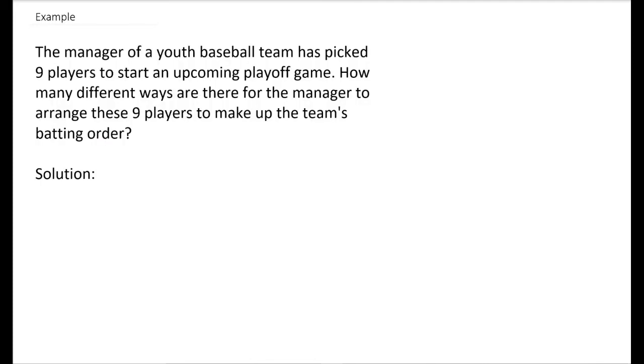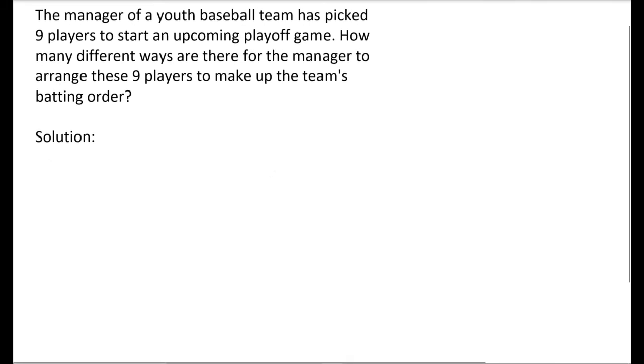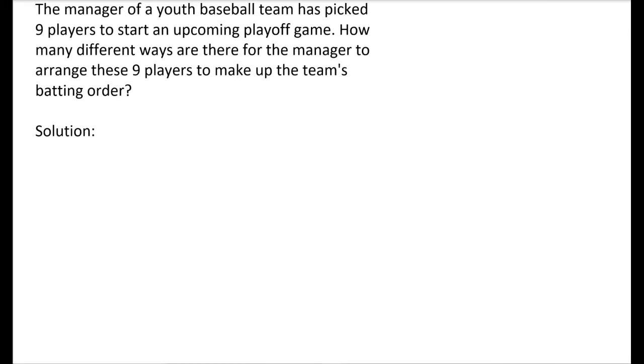All right, so the manager of a youth baseball team has picked 9 players to start an upcoming playoff game. How many different ways are there for the manager to arrange these 9 players to make up the team's batting order? All right, so you have 9 players and you want to arrange these 9 players. Now notice that the order matters, because the order in which you select the players is the order in which they start batting. So if you're the first one selected, then you're going to be the first up to bat. Because order matters, we're looking at a permutation.